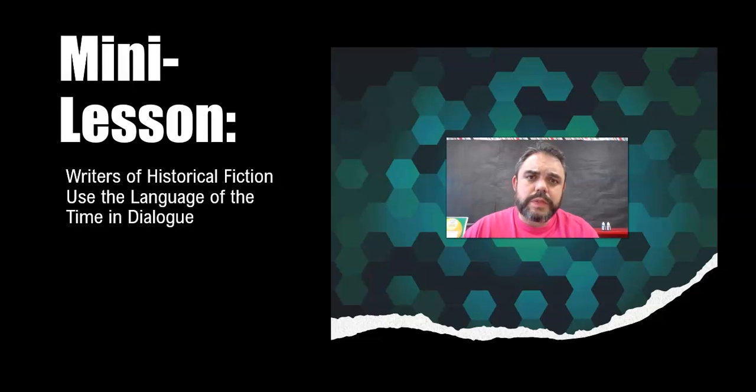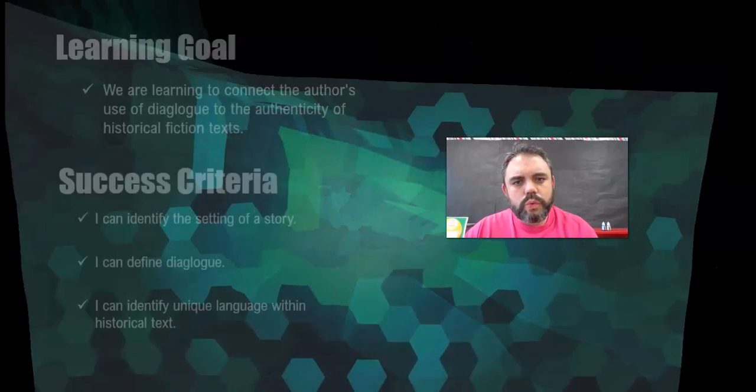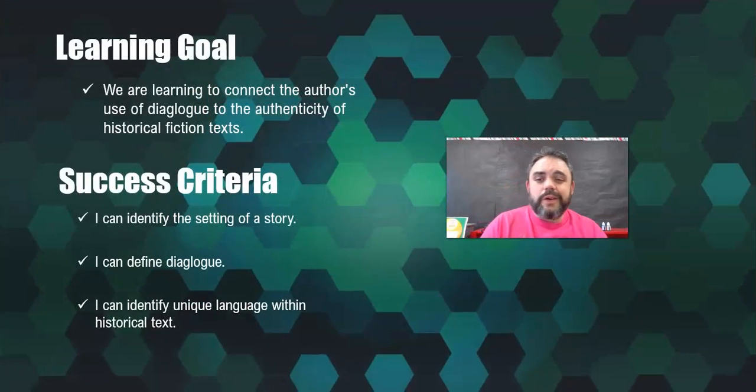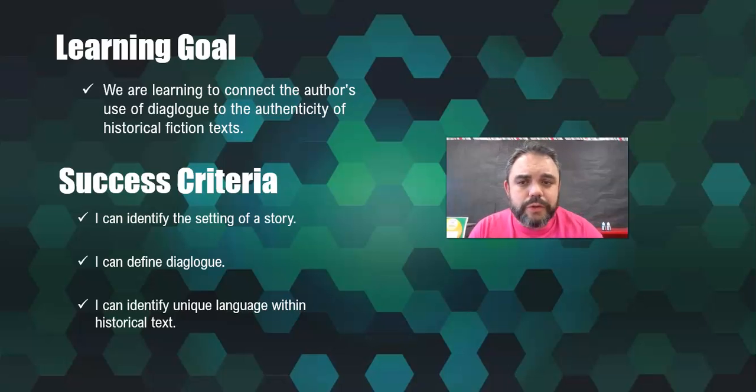And as always, we have some success criteria that couple with a learning goal to set us off in the right path. Let's debut a new sweet transition and see what those are. Ooh, look at that. All right, today our learning goal is there on your screen. We are learning to connect the author's use of dialogue to the authenticity of historical fiction text.